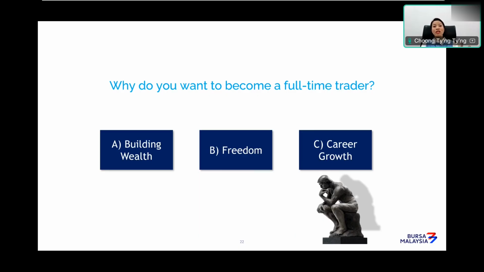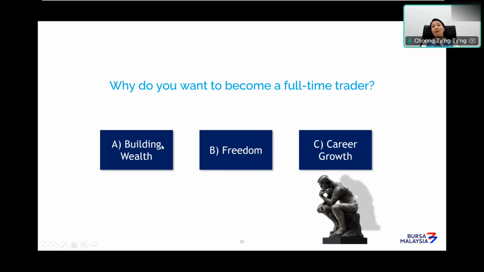But if your concept is to build your wealth, building your wealth doesn't mean that you need to become a full-time trader before you can build your wealth. As a part-time trader, you can also build your wealth as well.